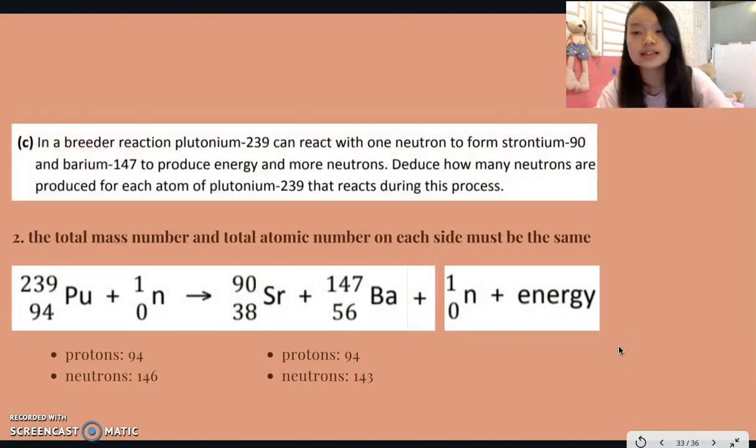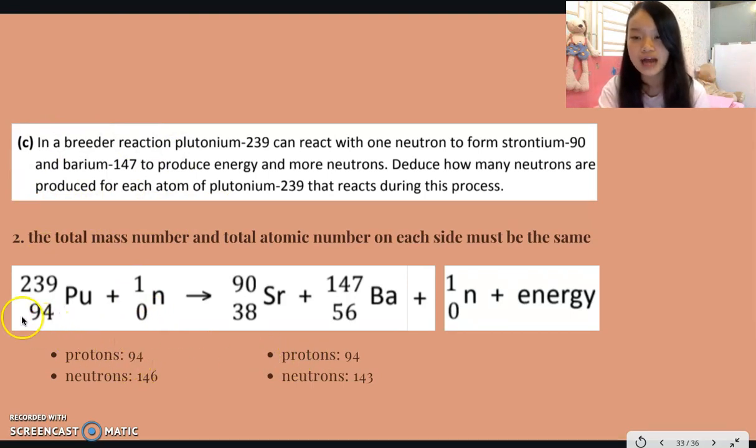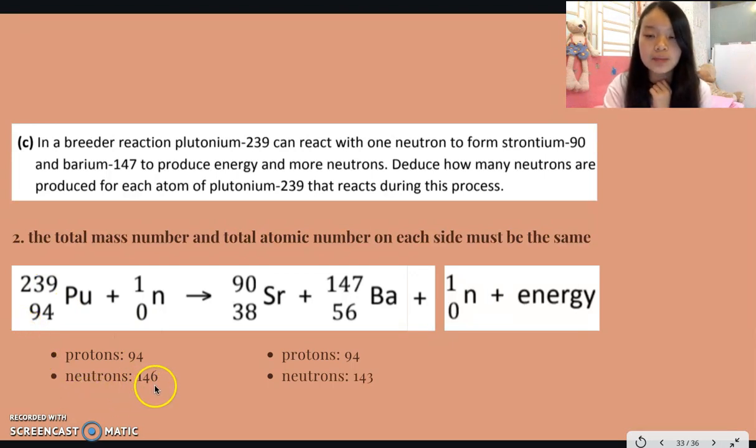Since in a nuclear equation, the total mass number and total atomic number on each side of the equation must be the same, it means that the number of protons and the number of neutrons on both sides of the equation are equal, and therefore we'll look at the number of protons and neutrons for each side first. On the left side, we have 94 protons and 146 neutrons. The number of neutrons can be calculated by taking the mass number minus the atomic number, which is 239 minus 94 to get 146.